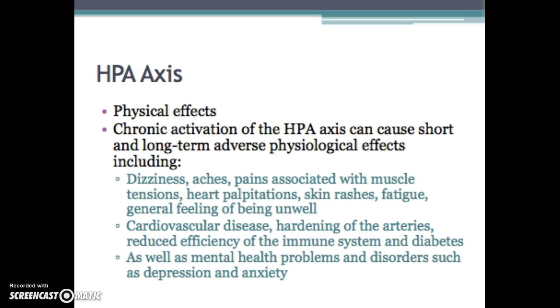It might also then lead to cardiovascular diseases, such as things that involve the hardening of arteries, reduced efficiency of the immune system, and diabetes, as well as mental health problems and disorders such as depression and anxiety. So it is really important that we do have some stress in our lives when we were looking at the difference between eustress and distress. However, chronic stress or distress, as you can see, leads to long-term health effects here, particularly if your immune system is down, and then obviously your body will keep encountering more sicknesses. So long-term stress is a terrible thing, and we'll be looking at what are some of the psychological and social effects of it in the next few videos.